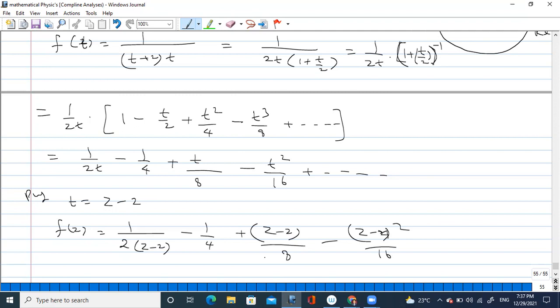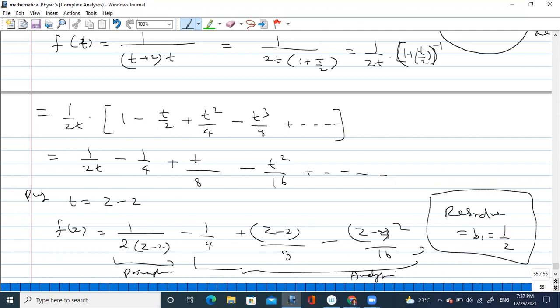So this is also a series. This portion is the analytic portion, and this portion is the principal part. So in the principal part, the coefficient of 1 upon z minus z0, so this is z, this is z0 only. Understood? Coefficient of that is 1 by 2. So here you can say residue is b1 is equal to 1 by 2. So this is your residue.